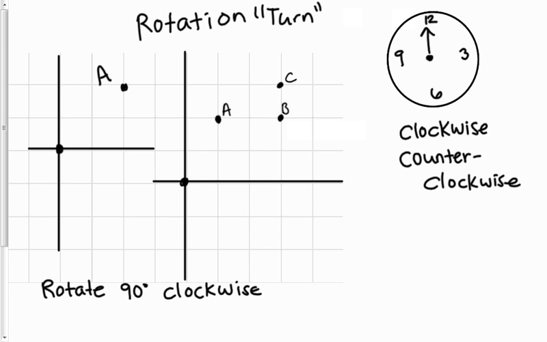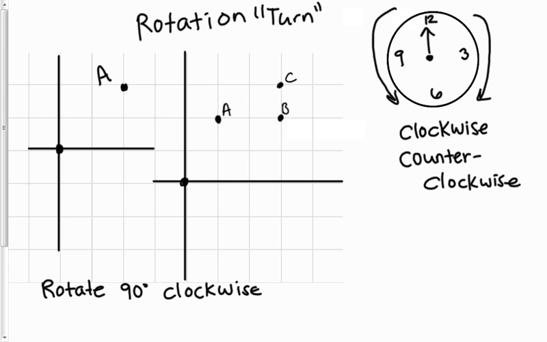Today I'm going to talk to you about a type of transformation called a rotation, or sometimes referred to as a turn. And I'm going to use a clock to demonstrate what some of these rotations will look like when you rotate a point or when you rotate a shape on a coordinate grid. So anytime that I'm talking about clockwise, I'm going to be talking about this direction here. And anytime I'm talking about counterclockwise, I'm going to be referring to that direction.